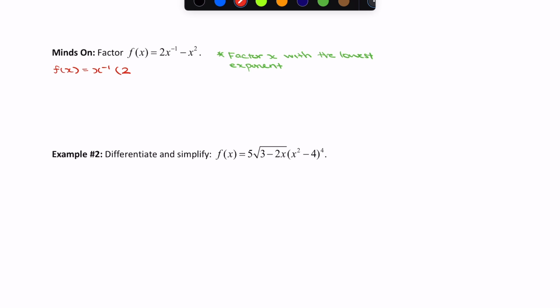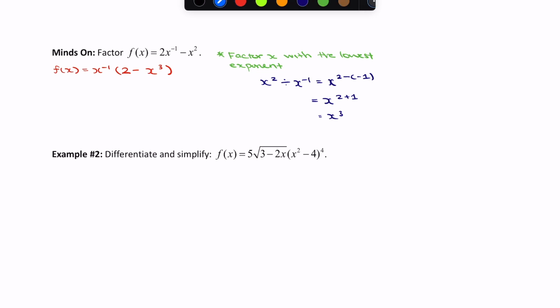So we're left with 2 minus, and what are we left with when we factor out x to the power of -1 from x to the power of 2? If we look at that, x to the power of 2 divided by x to the power of -1 gives us x to the power of 2 minus -1, which is x to the power of 2 plus 1, which is equal to x to the power of 3. So when we factor out x to the power of -1 from x to the power of 2, it leaves us with x to the power of 3.